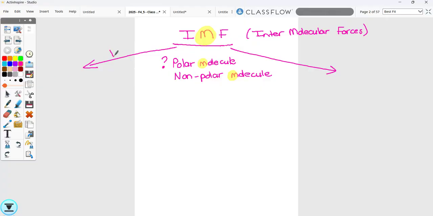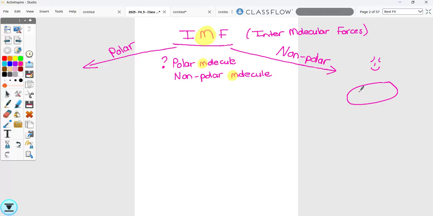If it is a polar molecule, you've got two choices. If it is a non-polar molecule, you've only got one choice. So you smile because there's really no option. Non-polar, guys. Non-polar means that those electrons are evenly distributed.